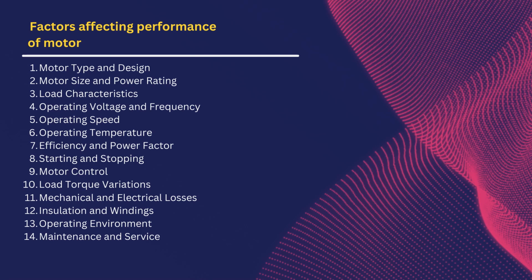Fourth is operating voltage and frequency. The motor's performance is influenced by the voltage and frequency of the power supply it receives. Fifth is operating speed. The speed at which the motor operates affects its efficiency and power consumption. Different motors have specific speed torque characteristics.